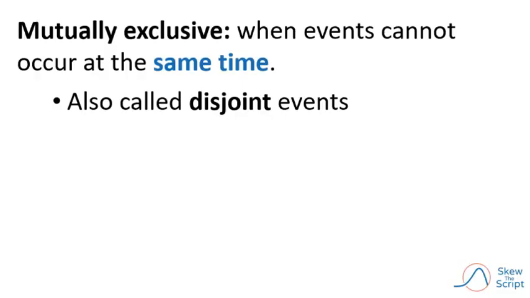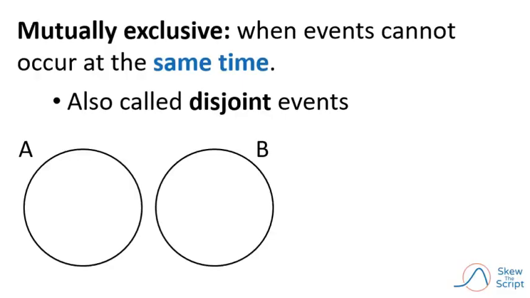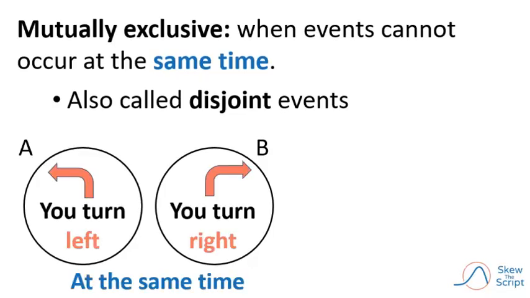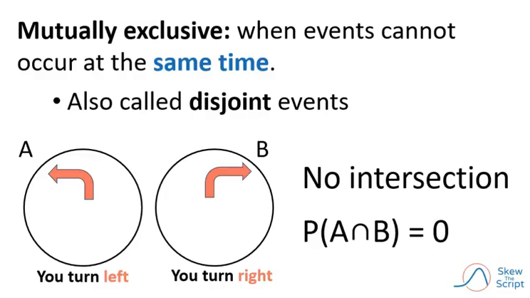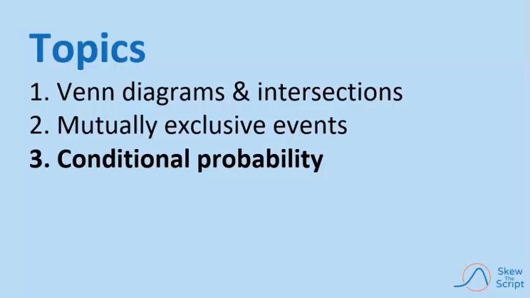Mutually exclusive events are events that cannot occur at the same time. These are sometimes called disjoint events. A Venn diagram for mutually exclusive events would look like this. For example, you can turn left and you can turn right, but you can't do both at the same time. As you can see, there is no intersection or overlap, as turning both ways is not possible at the same time. So the probability of the intersection is 0.